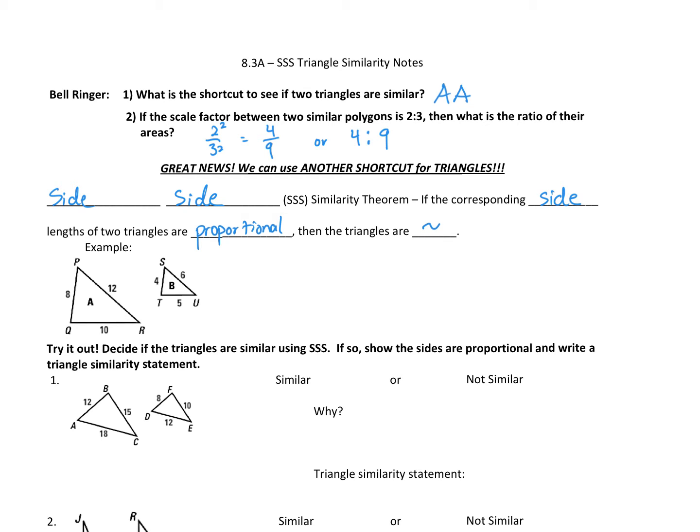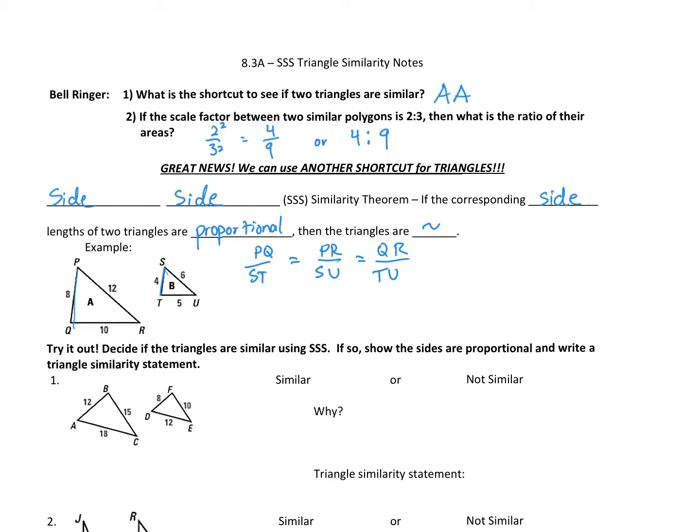So let's check here if PQ over ST is equal to PR over SU is equal to QR over TU. So our corresponding sides, the ratios all being the same, they should be similar.